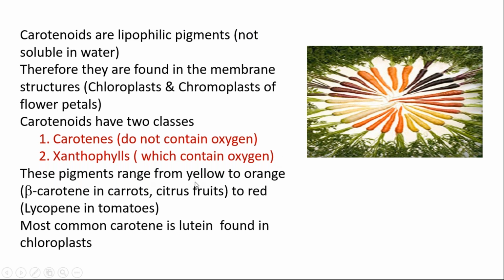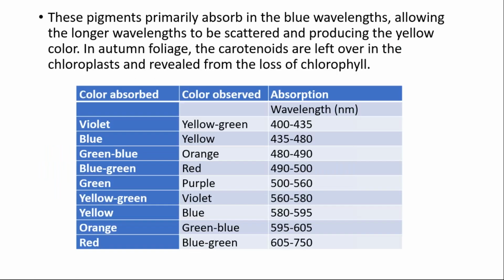These pigments range from yellow to orange, like beta carotene in carrots and citrus fruit, to red, like lycopene in tomatoes. The most common carotene is lutein, found in the chloroplasts. The pigments primarily absorb in the blue wavelengths, allowing the longer wavelengths to be scattered and therefore producing the yellow color. In autumn foliage, the carotenoids are left over in the chloroplast and seed. So looking at the color, the absorbed color and the color observed will be different.